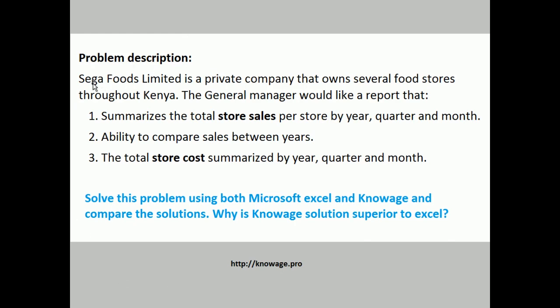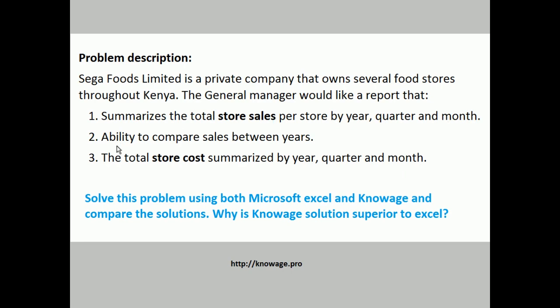So Sega Foods Limited is a private company that owns several food stores throughout Kenya. The general manager would like a report that, 1, summarizes the total store sales per store by year, quarter, and month. So you see that there's a time dimension there, and also there's a store dimension.